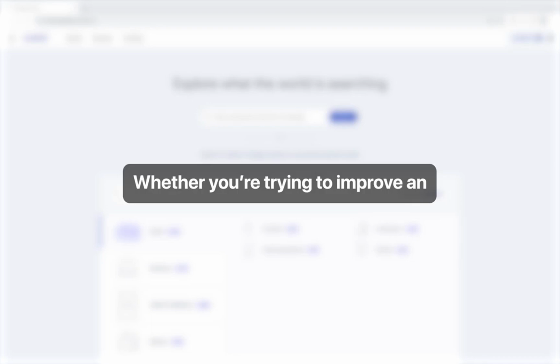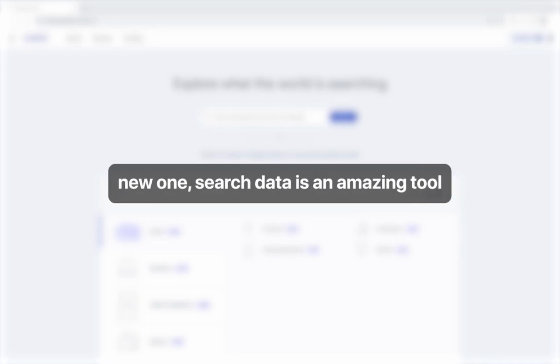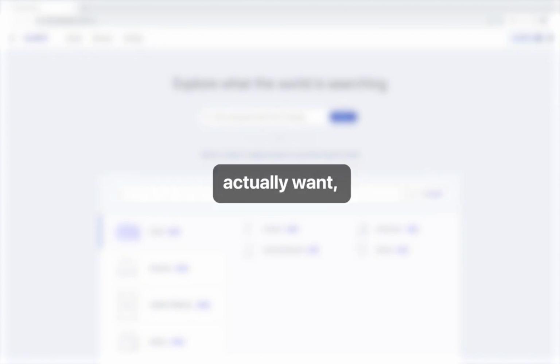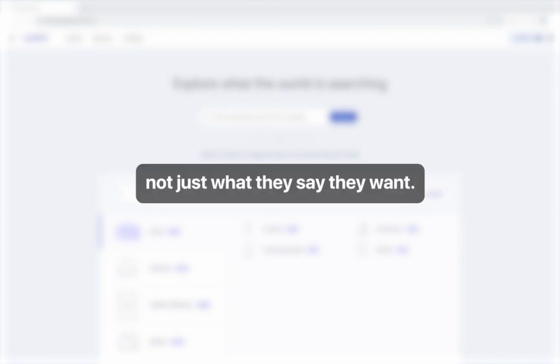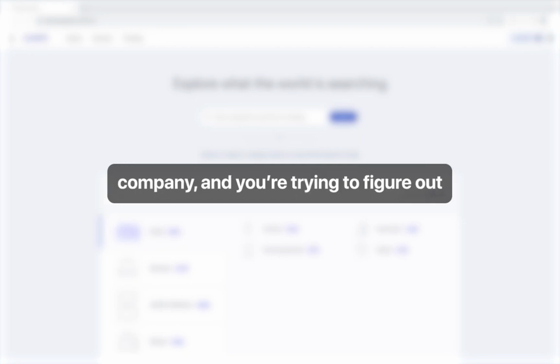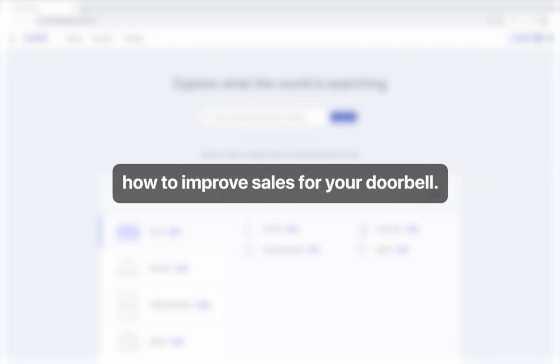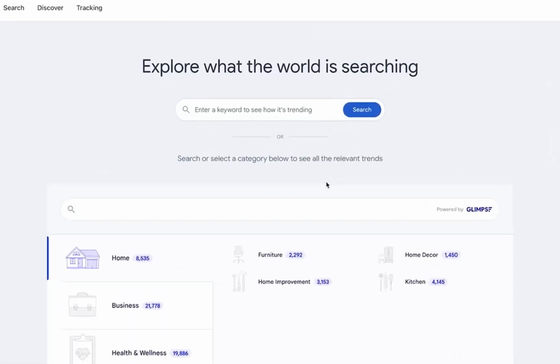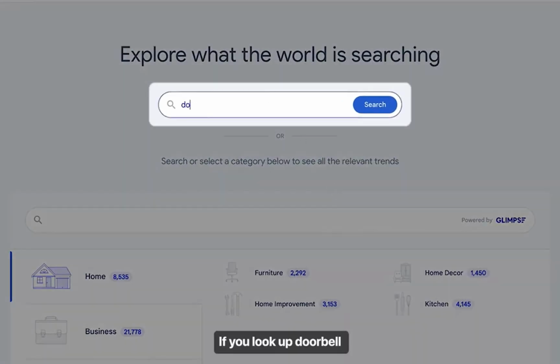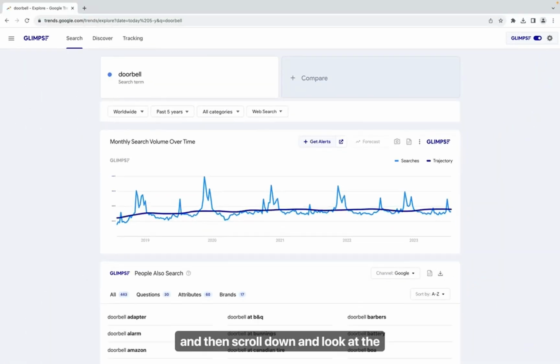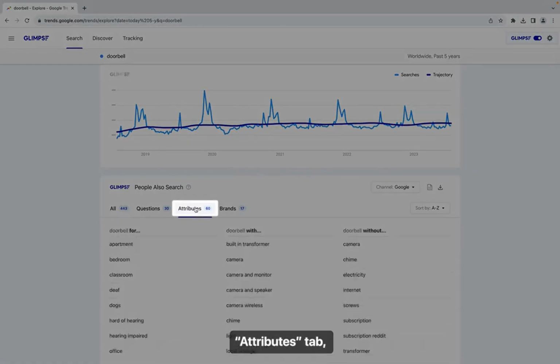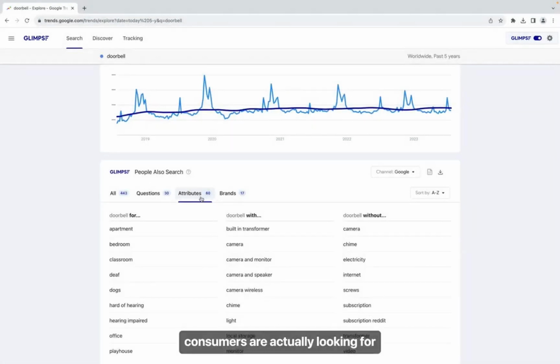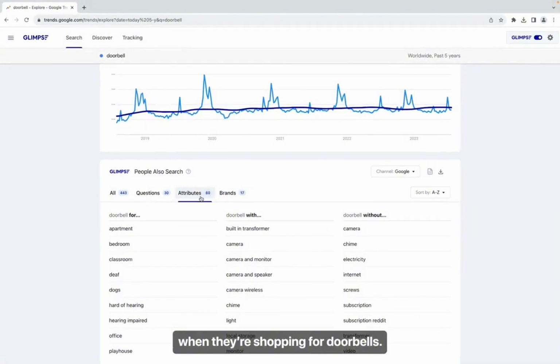Whether you're trying to improve an existing product or innovating on a new one, search data is an amazing tool to understand what consumers actually want, not just what they say they want. Imagine you're a home improvement company and you're trying to figure out how to improve sales for your doorbell. If you look up doorbell and then scroll down and look at the attributes tab, you can see what consumers are actually looking for when they're shopping for doorbells.